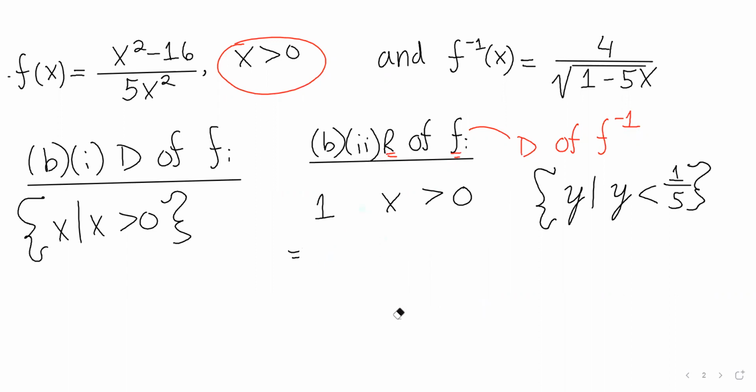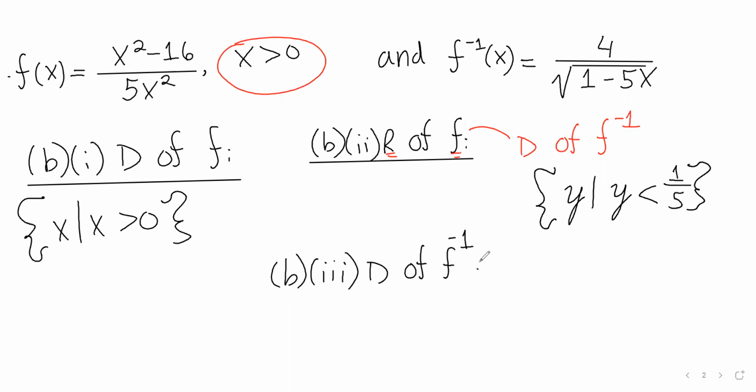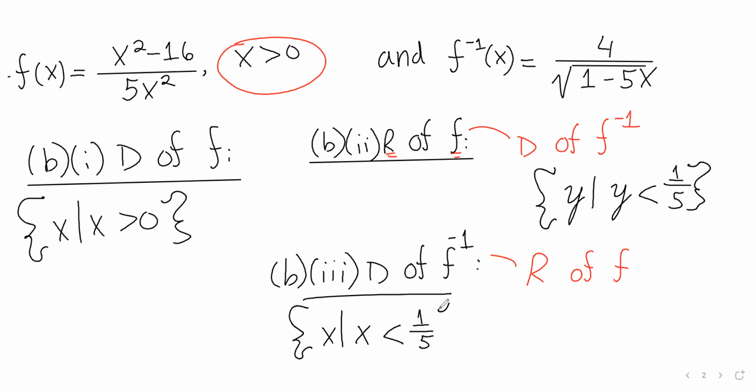Let me create some space. Next question, almost done. Part 3. What is the domain of the inverse? Okay, find the opposite. This is the range of the original. Okay, but the range of the original is part 2. So this is all x such that x must be less than 1/5. Again, it's the same as part 2, but it's formatted with x because ultimately we're interested in domain.